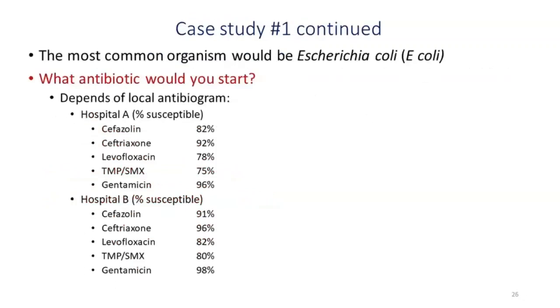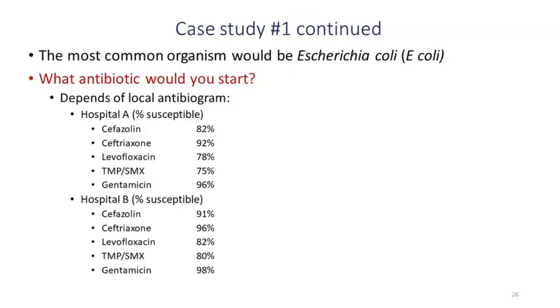So let's go to the next slide and show you the antibiograms from two different institutions, and this actually was in the last year, so this is sort of recent. So Institution A, cefazolin susceptibility was only 82% for E. coli, which is the most common organism, which was the organism in this particular case. Now look at Hospital B. Their cefazolin susceptibility is still pretty good. It's 91%. Most people would use susceptibilities of 85 to 90% in guiding empiric antibiotics.